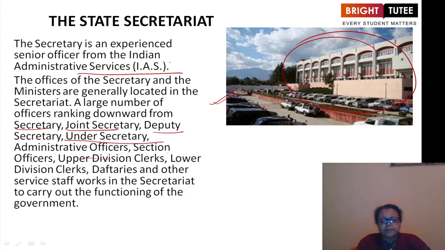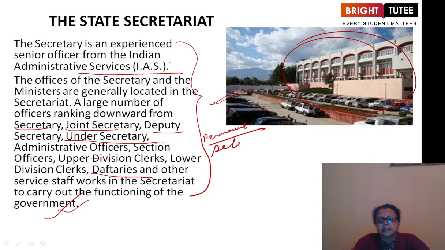Administrative officers are also there. Section officers are there. Upper division clerks, lower division clerks, then daftaris and other service staff work in the secretariat to carry out the functioning of the government. So other than the ministers, this is the entire set of positions, and all these positions are permanent. They are all selected, not elected. They are selected through examination.